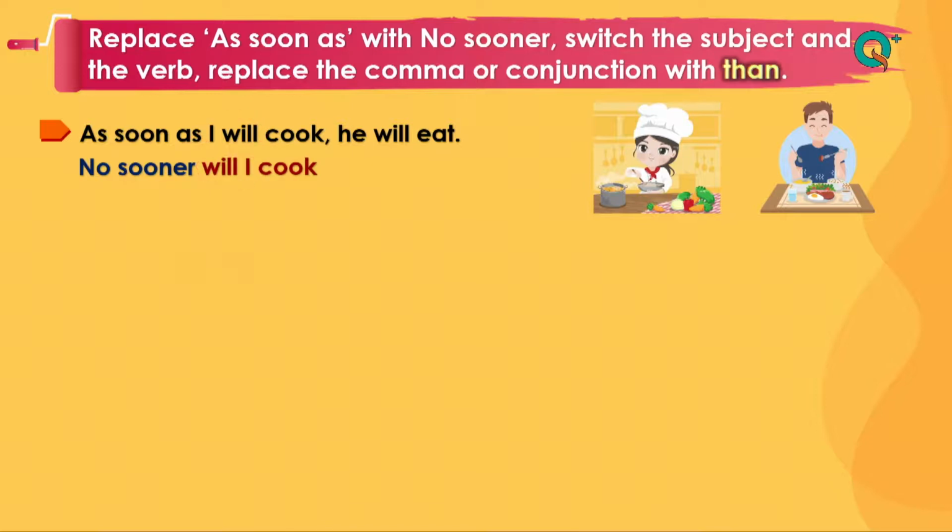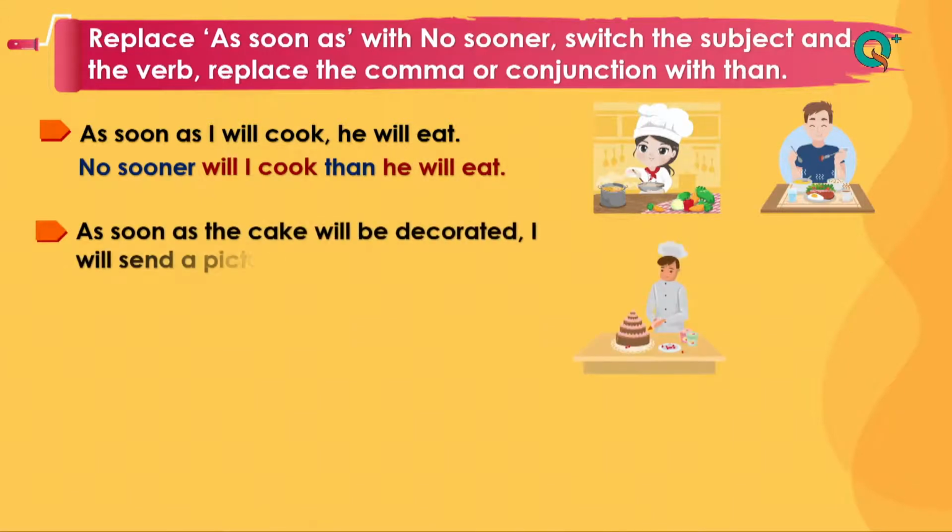And then replace the comma or conjunction with than. So here we'll put than and the remaining part of the sentence will be as it is. Let's take a look at another sentence. As soon as the cake will be decorated, I will send a picture. So let's begin with no sooner.